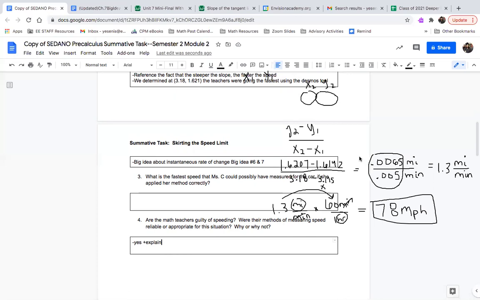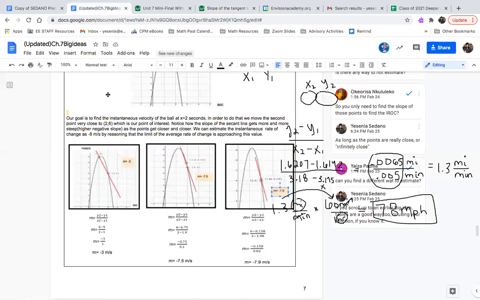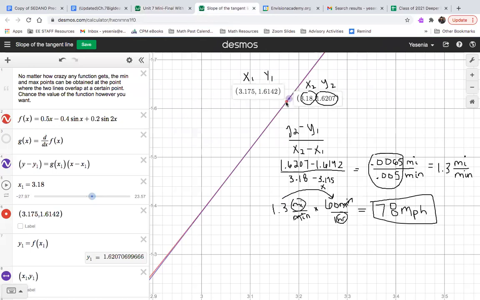Okay, so there's still a clarifying question. Still being confused on how we got this point. So this point is basically a point that's very close to this point in purple that we chose. So step one, we've identified a point that was very steep, right? Now, according to big idea number 7, we have to choose a second point that's very close to that point, and then we're going to be able to determine the instant rate of speed at that point. So all we did is we chose a second point that was very close.